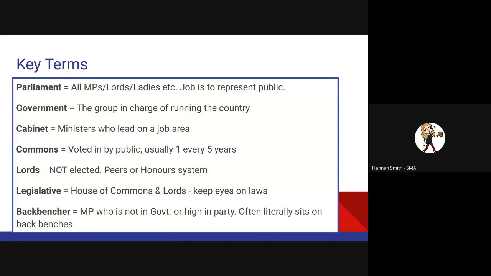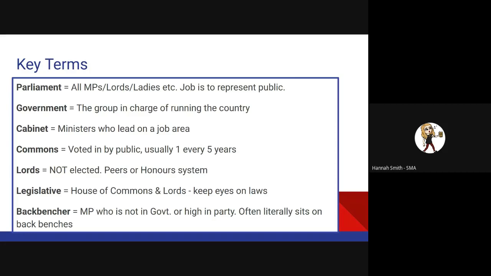The Commons, voted in by the public, usually once every 5 years, and the Lords are not elected. You might hear me call them peers or honours. A Labour peer, for example, would be someone in the Lords who is rooting for the Labour Party, or a Conservative peer would be someone in the Lords who was put there by Conservatives or is a fan of the Conservative Party.